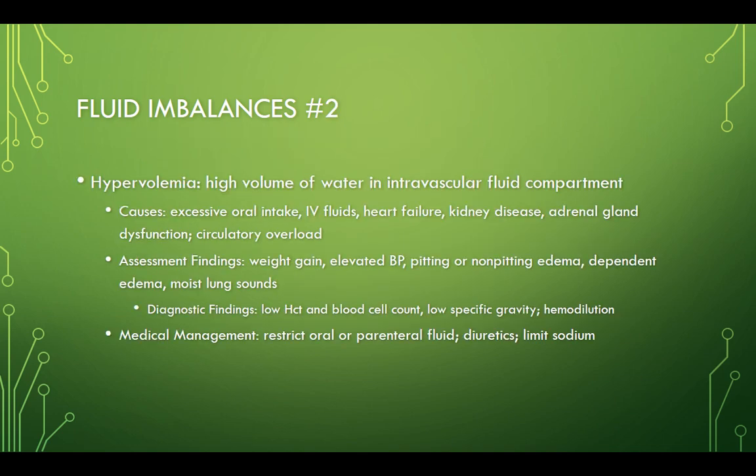Imbalance number 2 is just the opposite of imbalance number 1. It is hypervolemia, a high volume of water in the intravascular fluid compartment. Causes: excessive oral intake, IV fluids, heart failure, kidney disease, adrenal gland dysfunction, all kinds of things. As you move forward, you're going to find tachycardia, but a bounding pulse, not a thready pulse. You have hypertension instead of hypotension.